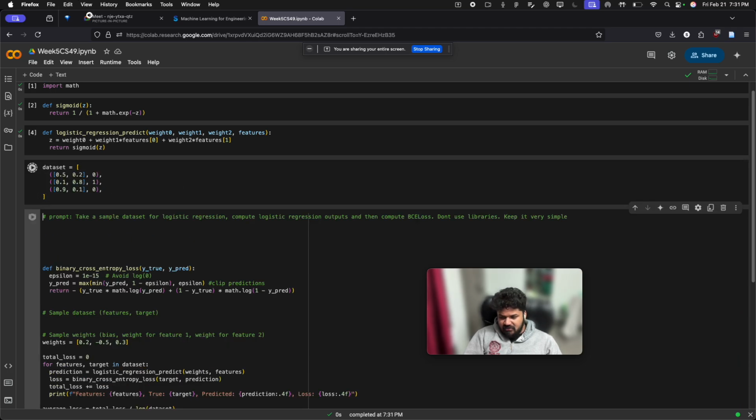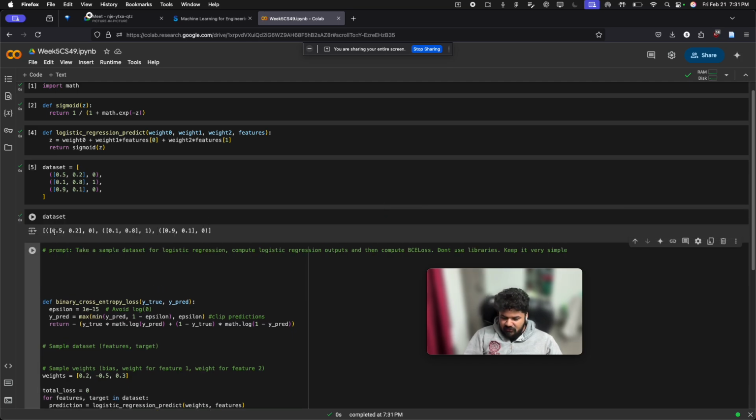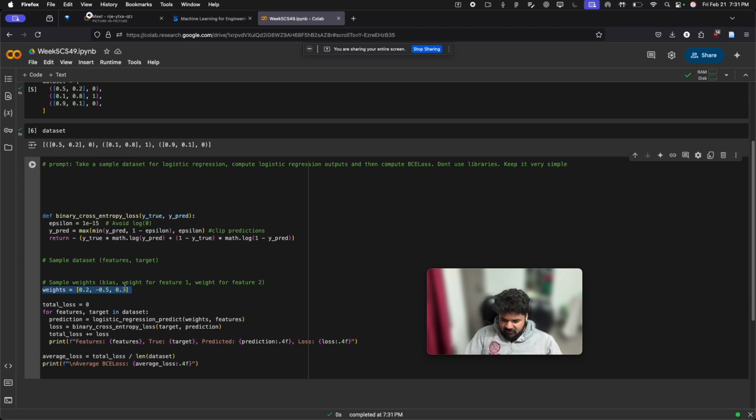This is our data. So if I print the data set, it will give me this. So for feature 1 and feature 2, the output is 0. For this it is this, and for this it is this. Okay. Now these are the weights. These are some initial weights.